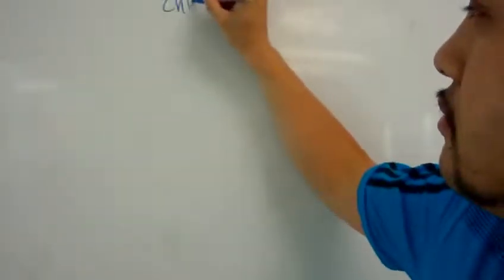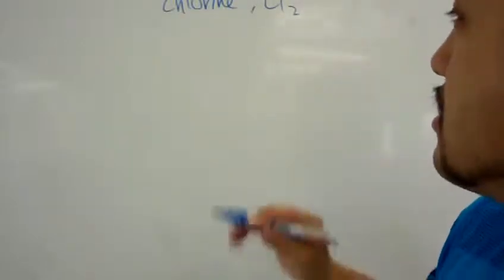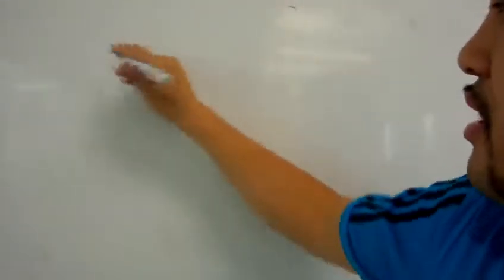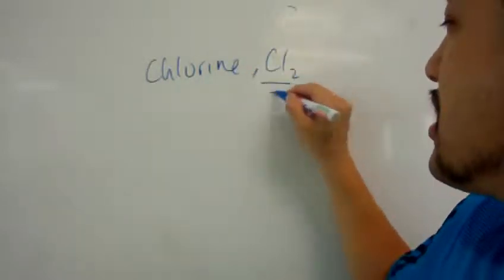And we're here again with covalent bonds, and we're going to talk specifically about how to draw diagrams that are used in your curriculum. First of all, we'll talk about chlorine. The formula of chlorine is Cl2.